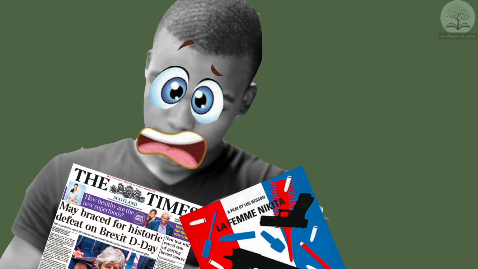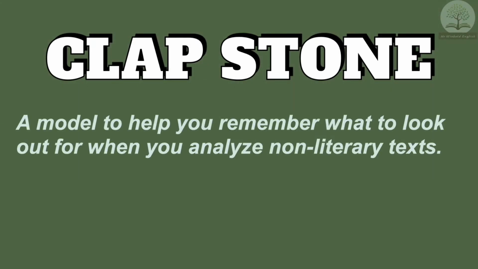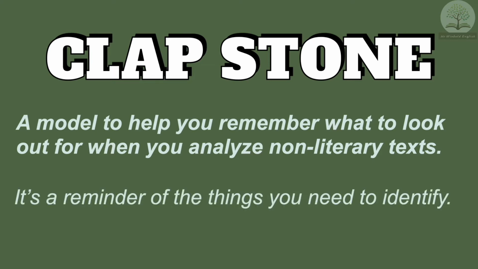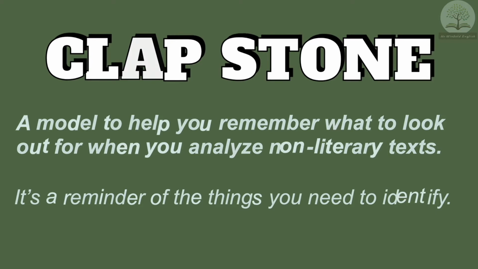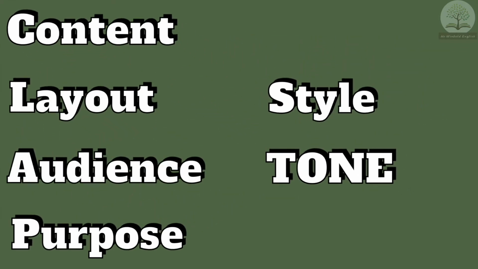The answer to this is CLAPSTONE. CLAPSTONE is a model to help you remember what you need to look out for when you analyse non-literary texts. Basically, it's a reminder of the things that you need to identify. But what exactly is CLAPSTONE? Essentially, it's a mnemonic that stands for content, layout, audience, purpose, style, and tone. Let's look into these a little bit deeper.